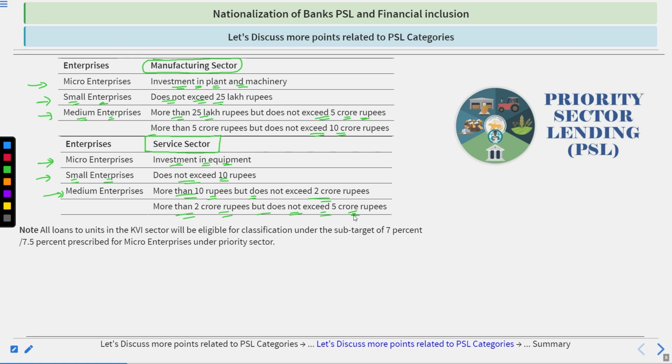Alright. Note, all loans to the units in KVI sector will be eligible for classification under the sub-targets of 7% and 7.5% prescribed for the micro enterprises under the head of priority sector. Okay.